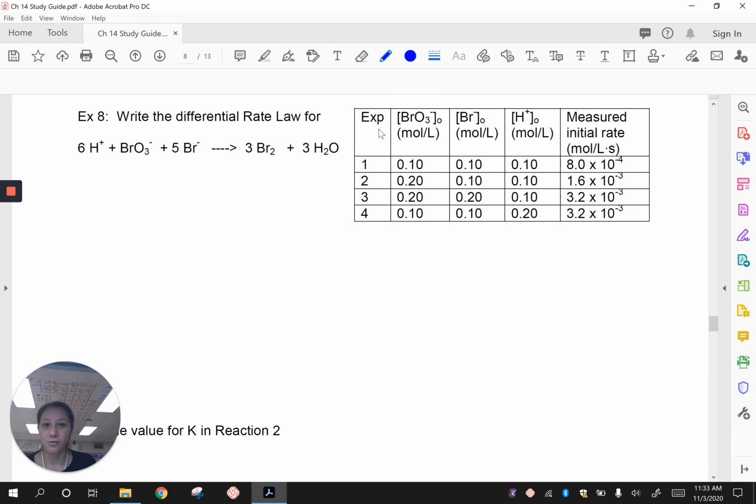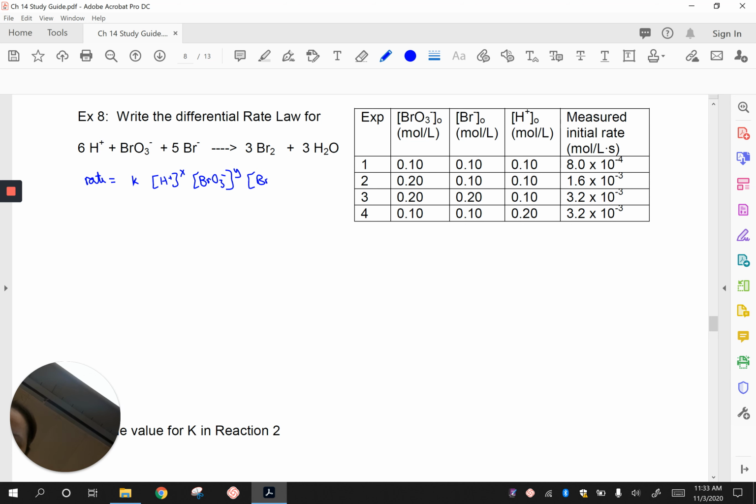Okay, let's do another one. So there's my reaction again, and I want to know what the rate law is. So I know that the rate law is going to be rate is equal to K times the concentration of H plus to some power, times the concentration of the bromate ion to some power, times the concentration of the bromide ion to some power. And I want to know what X, Y, and Z are. So we are going to look at these experiments and try to figure out what X, Y, and Z are going to be.